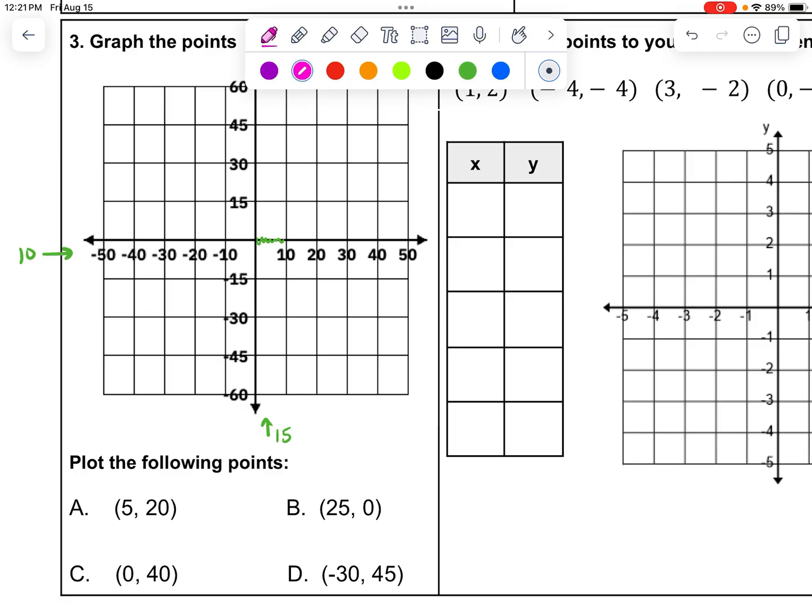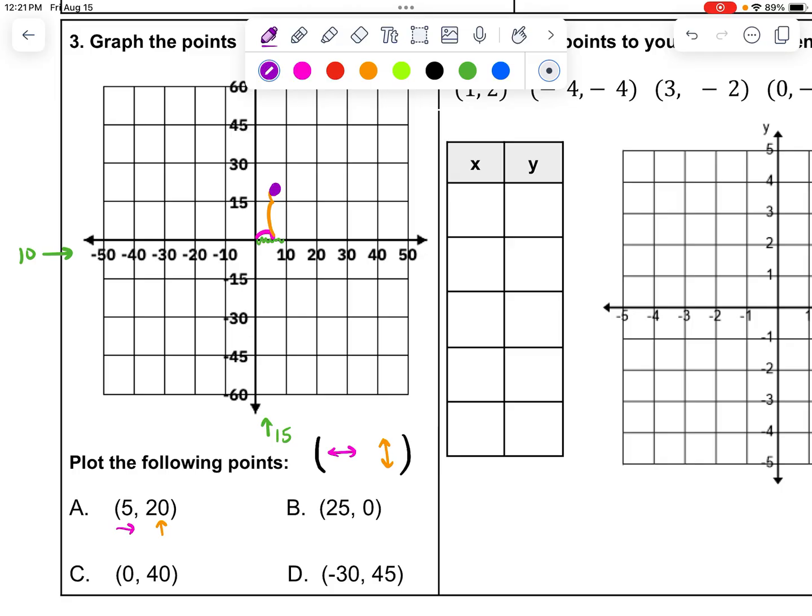Let's try graphing the first one. Remember, whenever we're graphing, the first number tells me to go left or right, and the second number tells me to go up or down. So the first one's telling me to go right 5 and up 20. To go right 5, I don't need to jump all the way to 10. I only need to jump halfway. To go up 20, I need to go up 15 and then a little bit more, 5 more, which is between the 15 and the 30.